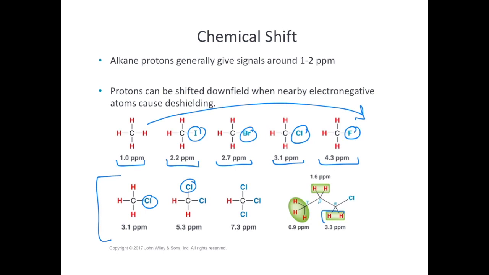So these hydrogens that are on the same carbon the chlorine's attached to are the furthest downfield. These hydrogens are a carbon removed, on the beta carbon, so they aren't feeling the effect as much. And then these hydrogens are far enough away that they really no longer feel the effect of that electronegative atom. So the electronegative atom has an effect, but only over certain distances.